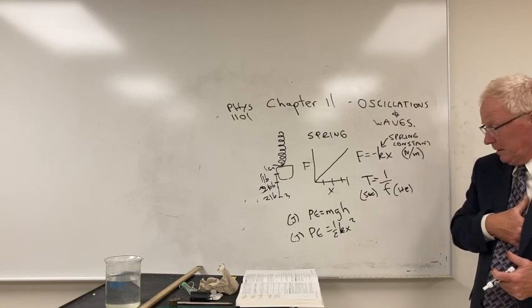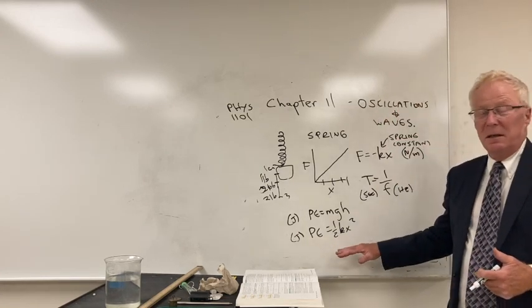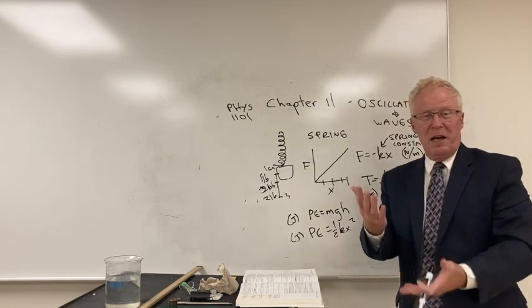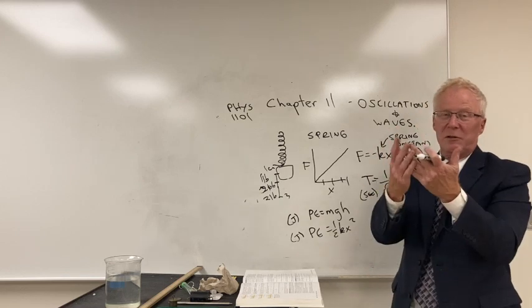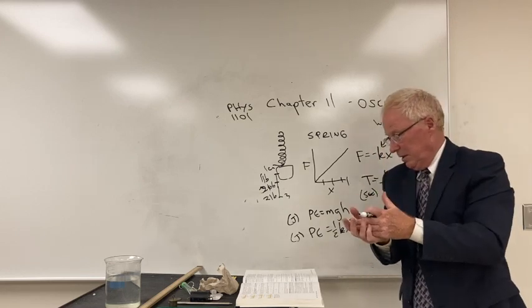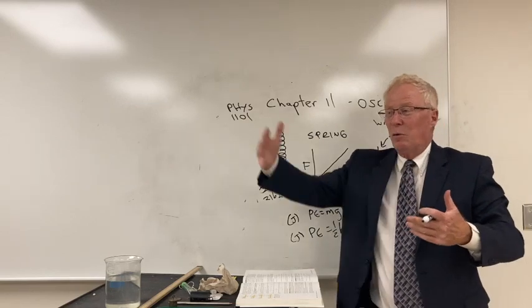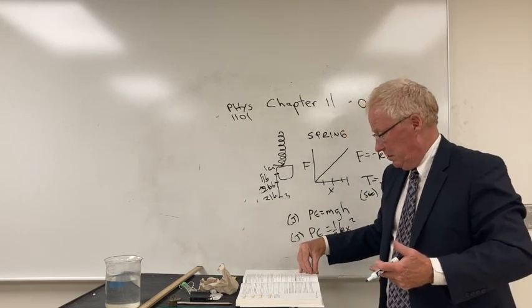So now in chapter 6, we talked about potential energy, conserved energy, total energy oscillates between kinetic and potential back and forth. So that was part of chapter 6. Now we're going to be looking more at the motion of the system as it oscillates.